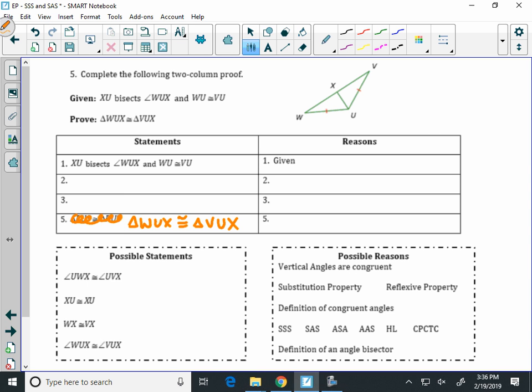Well, it's nice they gave us a word bank, but I like to think about how I'm going to fill in my reasons. And I notice in my given info I have a vocab word, bisects. So I'm going to look in my possible reasons because I know it's supposed to be the definition of that vocab word. So my reason is going to be definition of an angle bisector because I'm bisecting an angle. So that's going to be my reasoning.